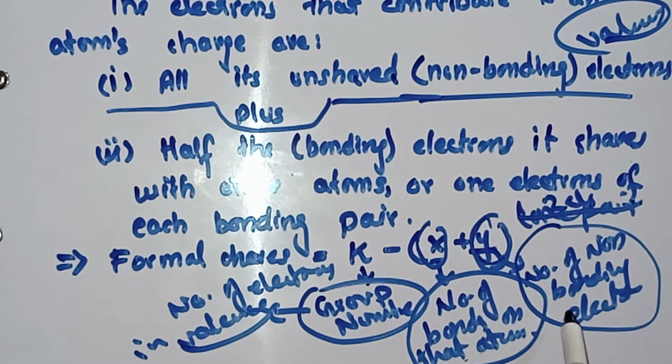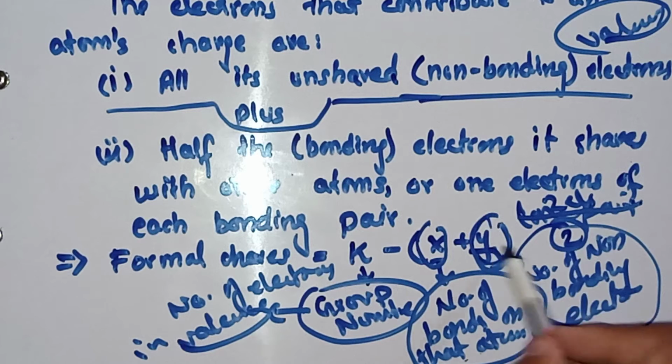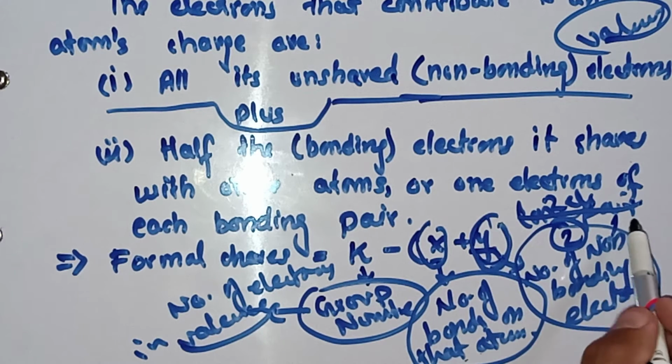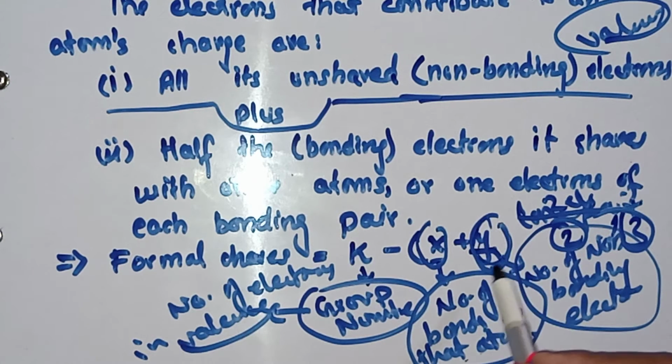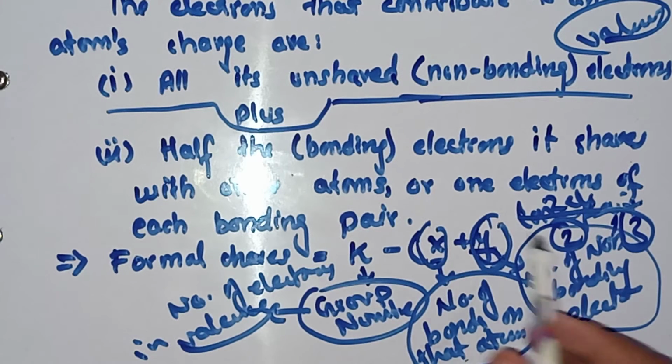So for the number of non-bonding electrons, if there are two lone pairs, this will be four electrons. If there is one lone pair, y will be equal to 2. If there are three lone pairs, y will be 6. So these are the numbers of non-bonding electrons.